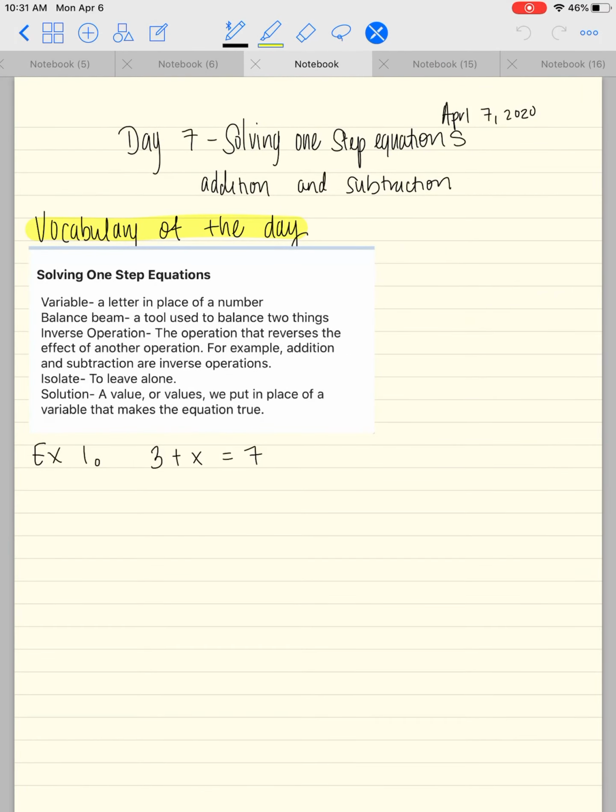Today we are going to be reviewing solving one-step equations, and we are only going to focus on addition and subtraction. So please go ahead and start writing in your notes your title. Your date for today is April 7, 2020.